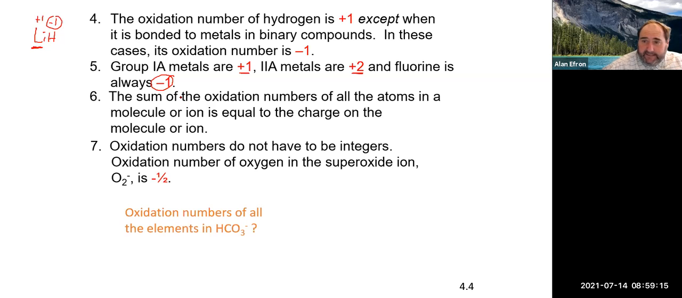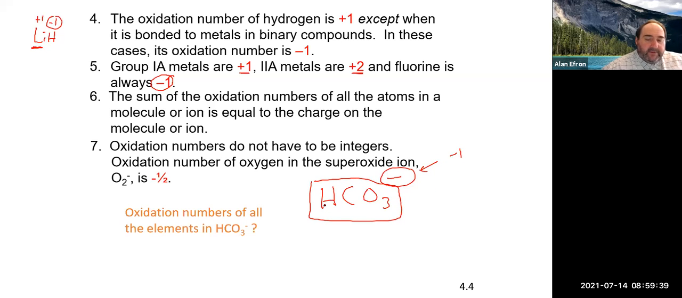So let's see together how to apply these rules. We're going to look at bicarbonate. I'll write it really big. Remember, bicarbonate is a polyatomic ion. Overall, this polyatomic ion has a -1 charge, right? So we want to identify the oxidation numbers of each of these atoms in bicarbonate.